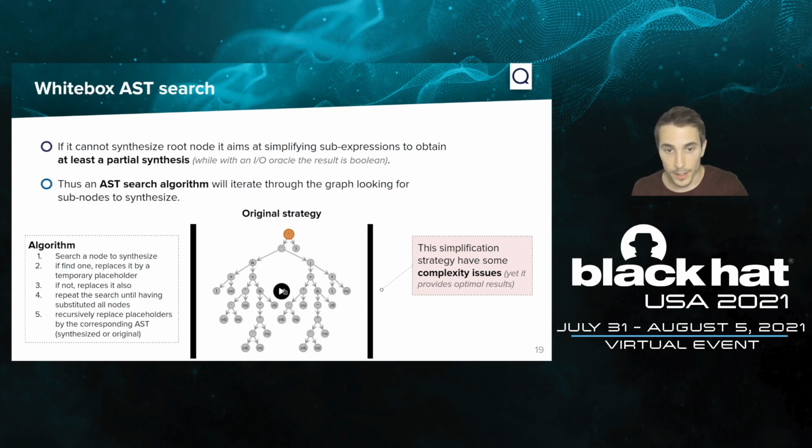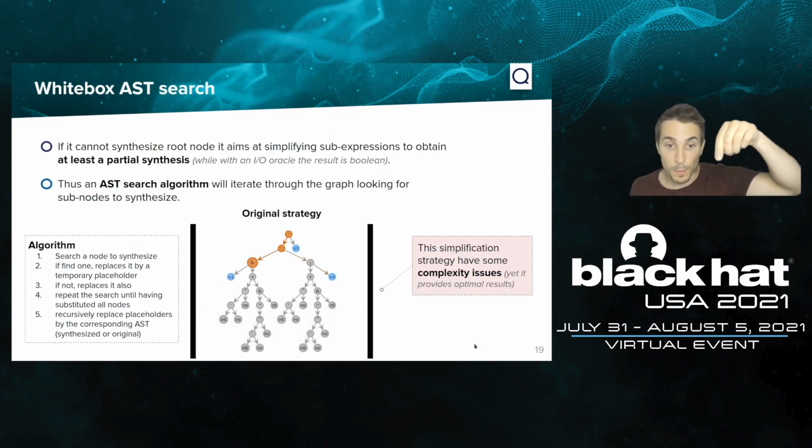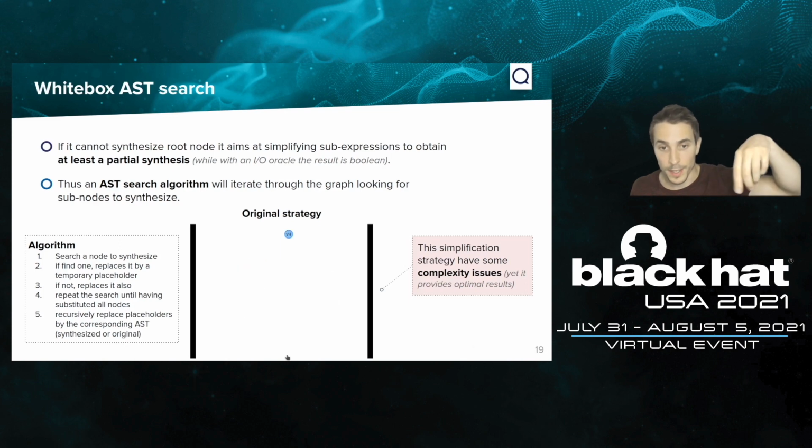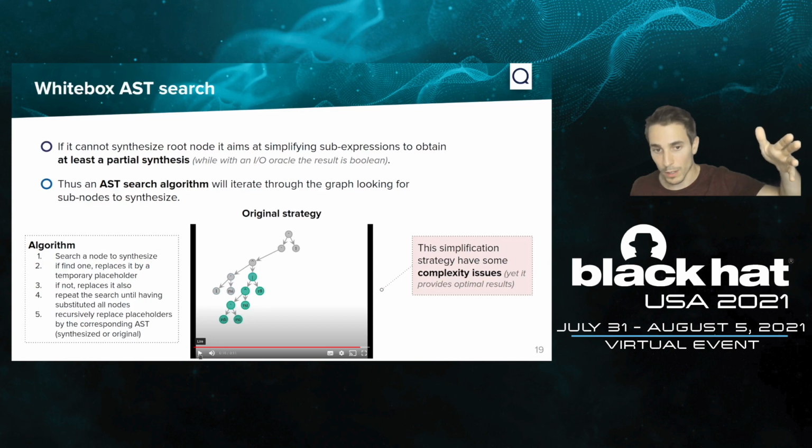And here is the original strategy that we've implemented. So we were iterating the AST and replacing things that we've been able to synthesize, and at the end we substitute all of them and we obtain the resulting deobfuscated expressions. Some of you might have noticed here that we have some complexity issues because we are restarting from the root node at each iteration to iterate through the whole AST. So on huge ASTs that might be kind of complicated.